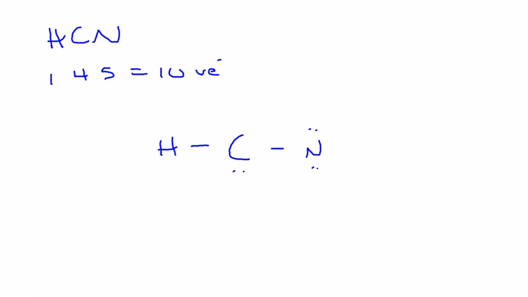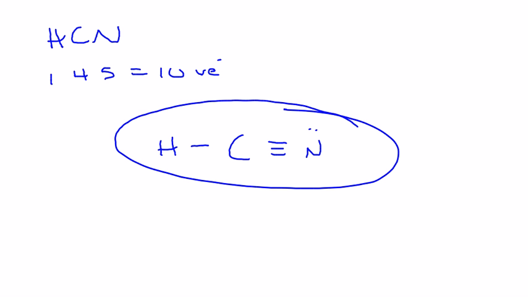So let's put another bond between carbon and nitrogen. So now we've got 6 in bonds and 6 unbonded valence electrons. That still doesn't quite work. So let's erase another lone pair and put another bond there. Now we've got 8 in bonds, 2 on the outside. That is our Lewis structure.